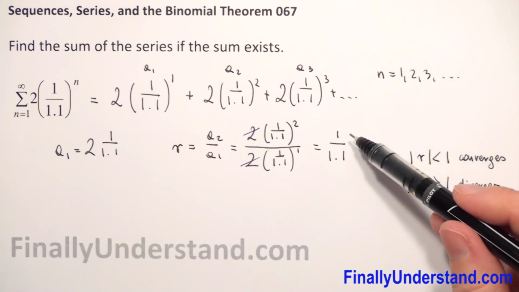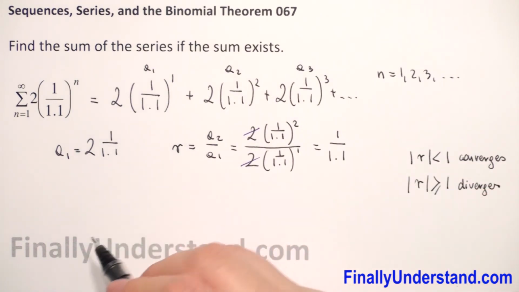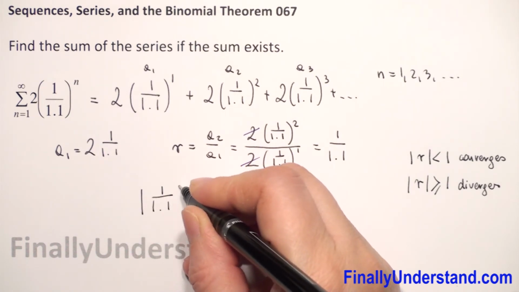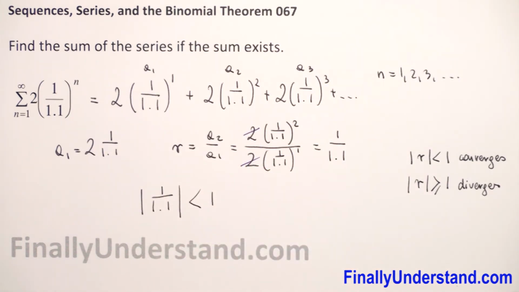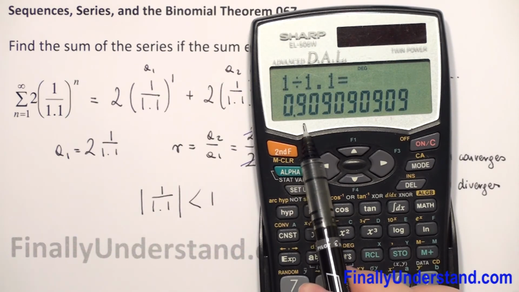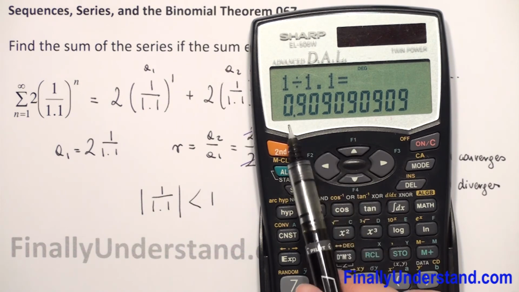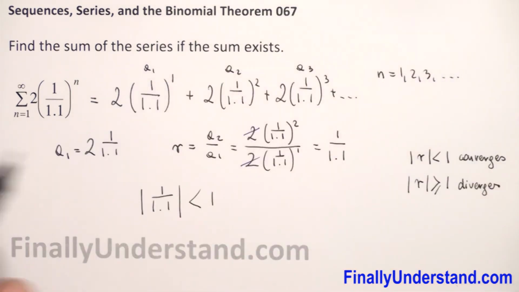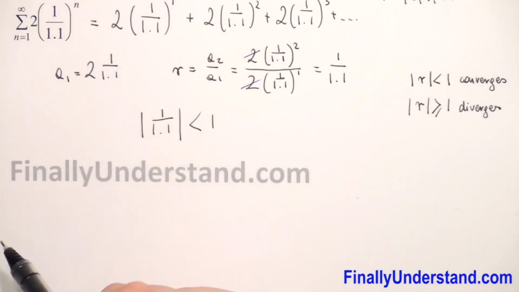So let's see what we have here. The absolute value of r, so we have the absolute value of 1 over 1.1, is less than 1. You can use a calculator: 1 divided by 1.1 is equal to 0.9090. So we see that this is a number less than 1. Because the absolute value of r is less than 1, we can calculate the sum of our geometric series.